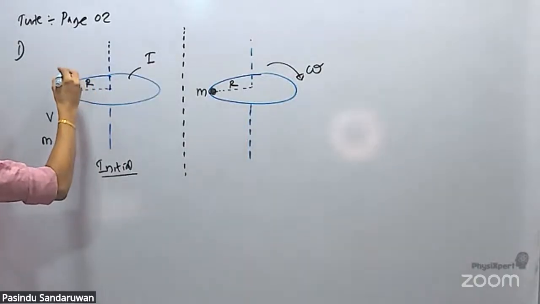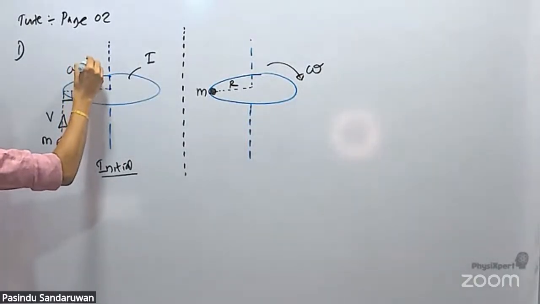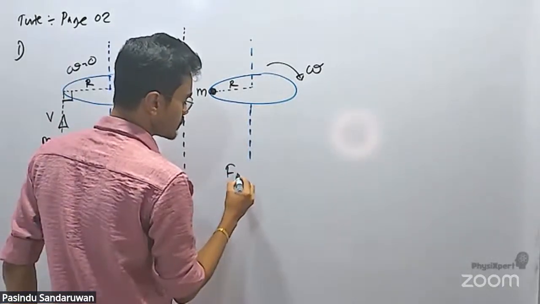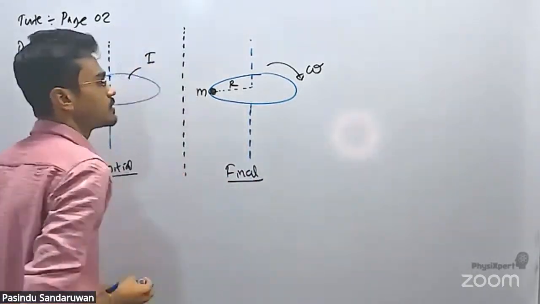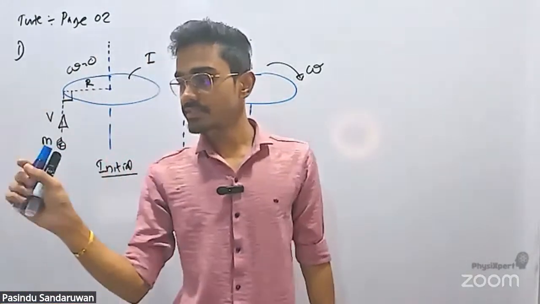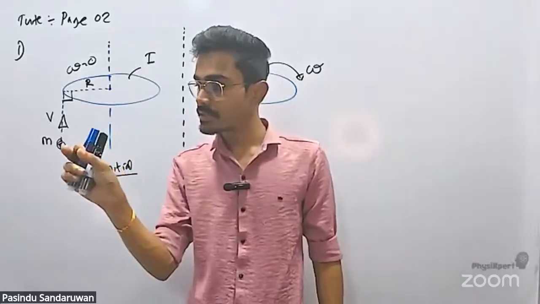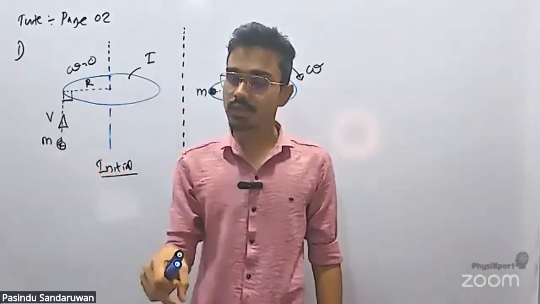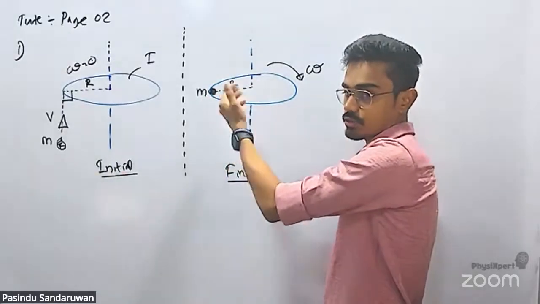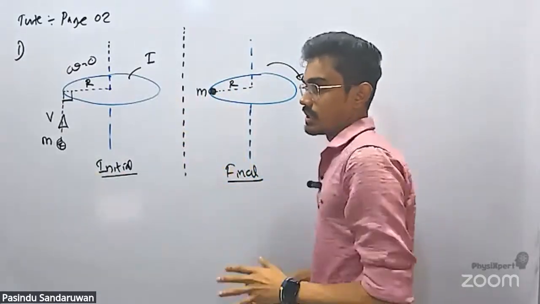Initially omega equals 0. This is our final scenario. Now it clearly says that the mass of the child is m, and the child sat on this point. He sat on this point immediately once he is on board, which means, now imagine what is happening.